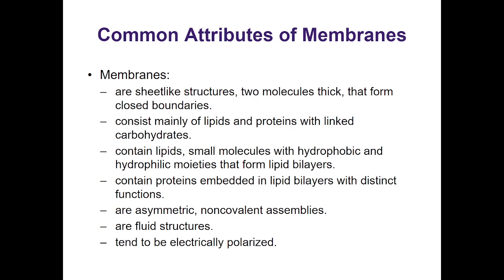And you can pretty much tell that, like Italian cooking, lots of olive oil, right? Northern European cooking, lots of fatty acids, but they're in very good shape, very low heart disease. Anyways, common attributes, membranes. Membranes are going to be sheet-like structures.